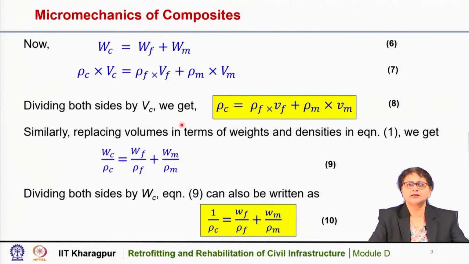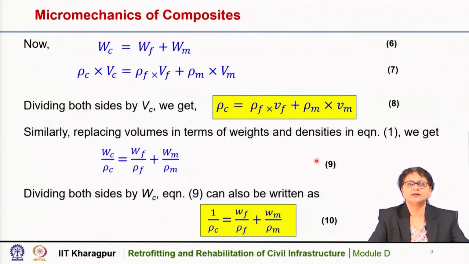So, dividing both sides by the volume of composite, we get rho c, that is the density of the composite, is equal to rho f into the volume fraction, because Vf by Vc is the volume fraction of fiber, plus rho m into the volume fraction of the matrix, which is Vm by Vc. So, by knowing the volume fraction of fiber and the volume fraction of matrix and also the densities of the two, we can get the density of the composite with this equation.